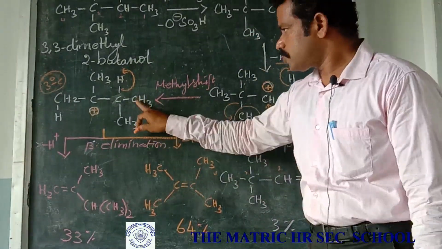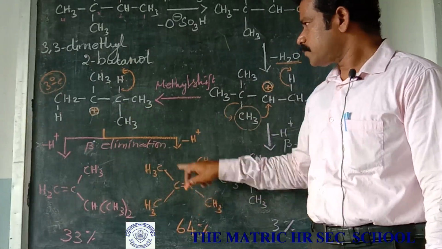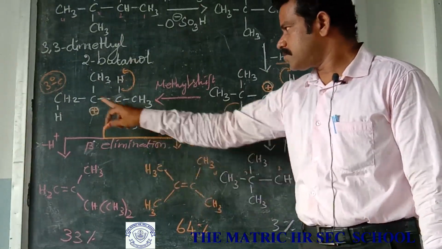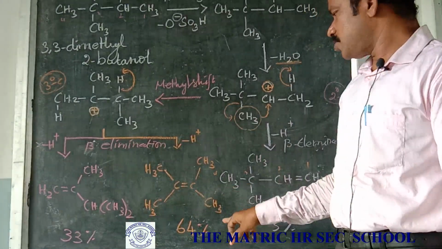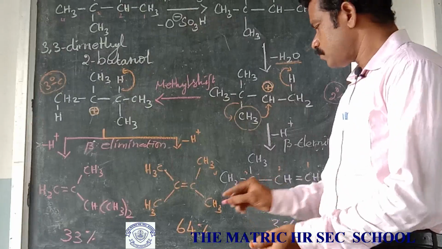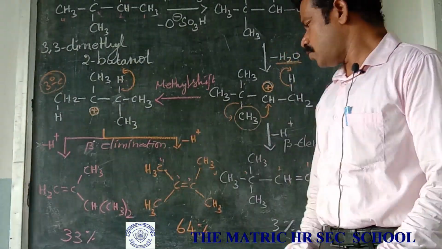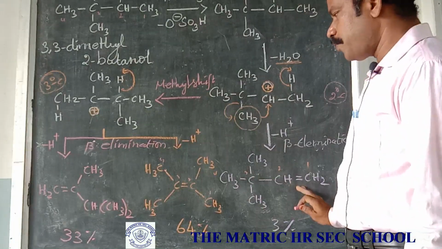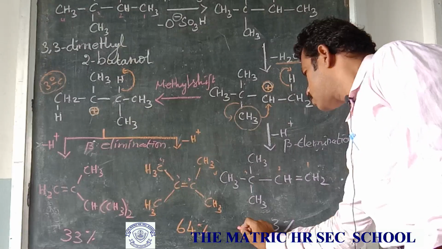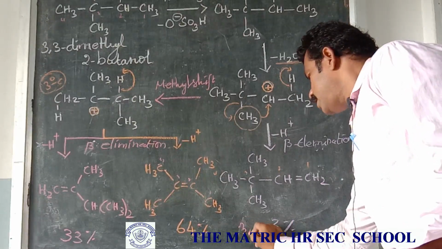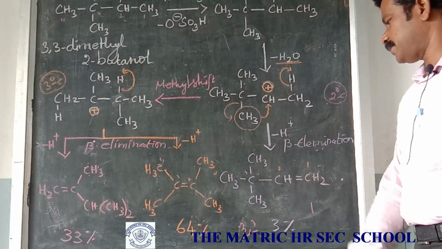That one is CH3, this carbon. So we get the new double bond at this carbon with 2 CH3 groups. Numbering this position 1, 2, 3 and 4, that is butane. It is always butane, but the methyl group is substituted at position 3 and the olefin is present in the first position.